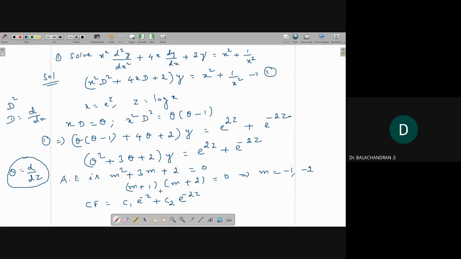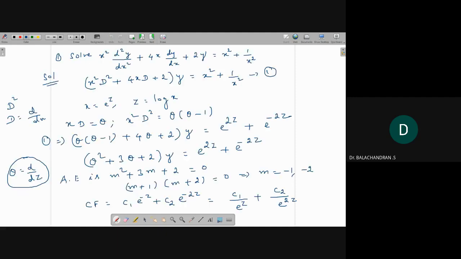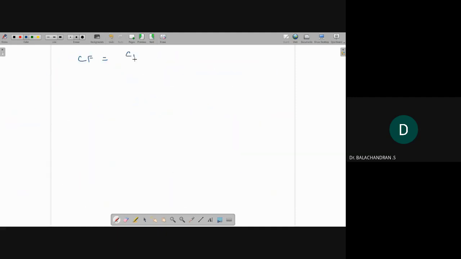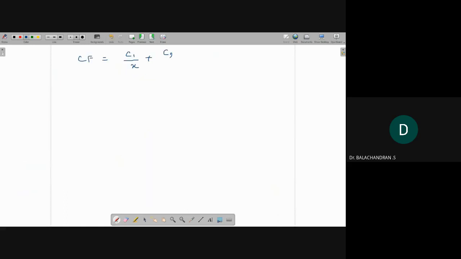Now we should convert it finally in terms of x only: c1 e power minus z plus c2 divided by e power 2z. e power z is x. So the CF is c1 by x plus c2 divided by x square. So this is the CF.